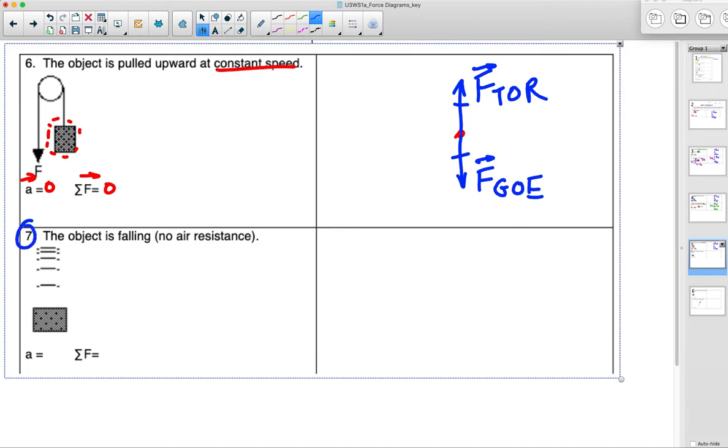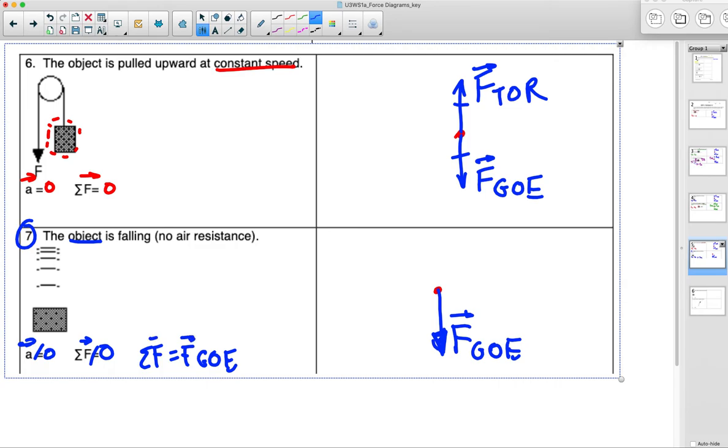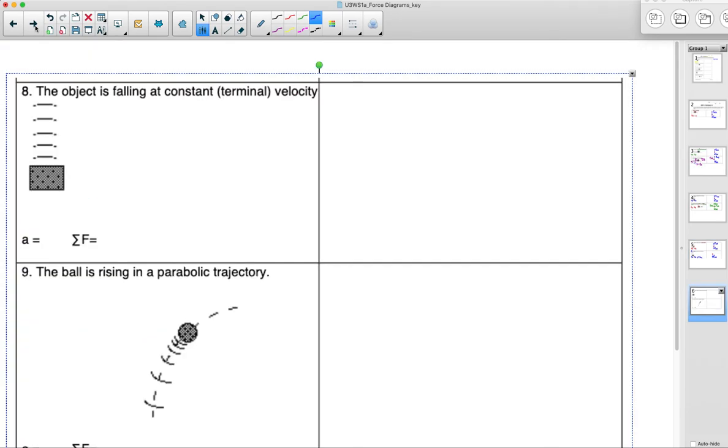Number 7, it looks like this thing is speeding up as it's falling. The object's falling. It is accelerating, so the acceleration is not 0, and the net force will not be 0. In this case, the only force acting on it is the force of gravity on the object by the Earth. And that's the only force acting on it, which means it's also the net force. So you could have written the net force is the force of gravity on the object by the Earth.